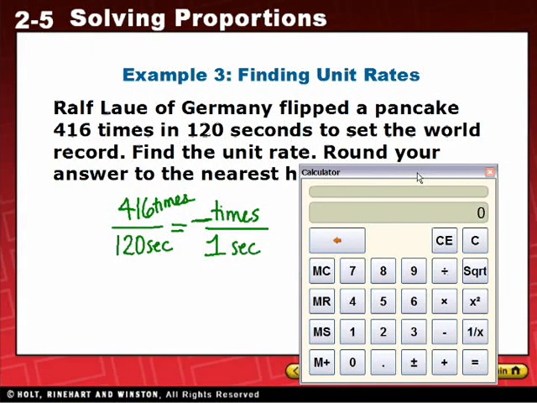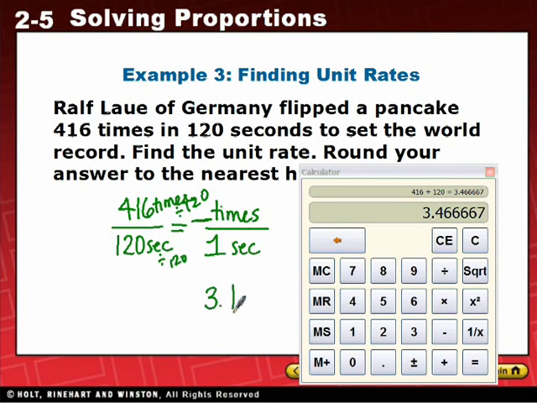And since we have to divide by 120 here on the bottom, we're going to divide by 120 on the top also. So 416 divided by 120 is 3.46 repeating. So we're going to round that up to 3.47 flips per second, per 1 second.